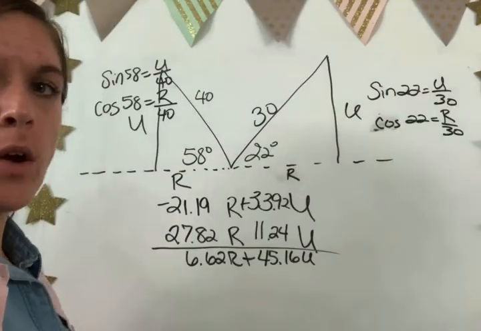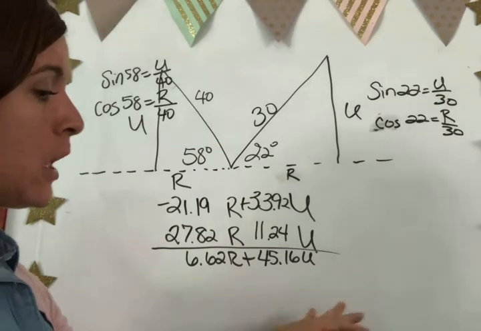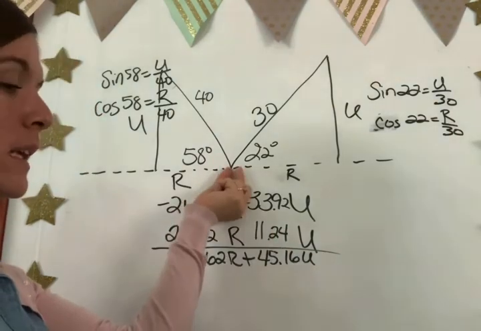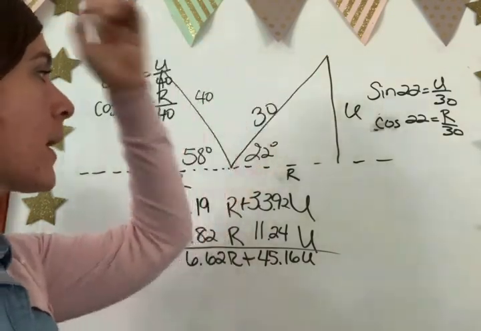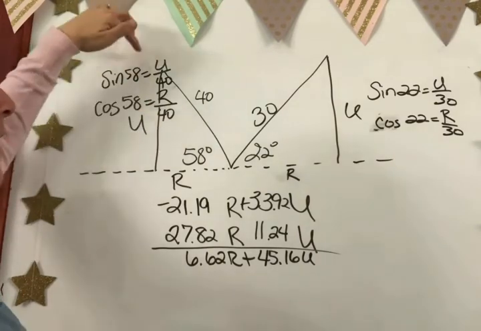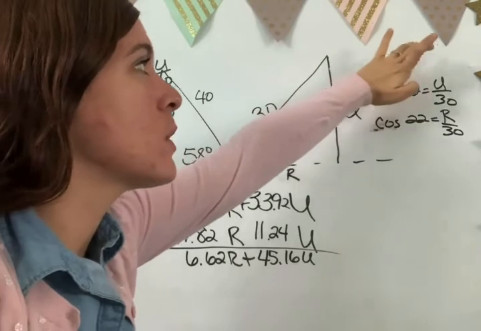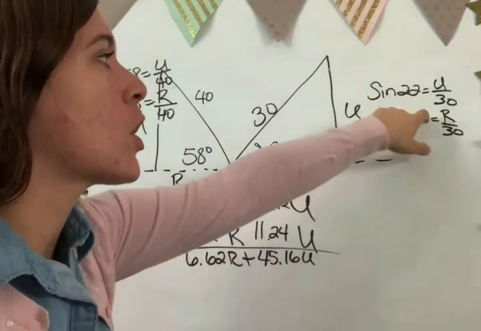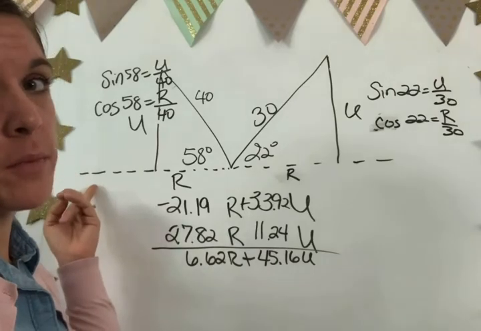Okay, I got 6.62R plus 45.16U. Look what it says, 2 ropes are attached at one point. Here's the one point, and they're pulled on this way, they're pulled on this way, right? So then I just did the exact same process we've been doing. Sine 58 equals U over 40, cosine 58 equals R over 40, sine 22 equals U over 30, cosine 22 equals R over 30. Add them all up, make sure that the negative R over here because it's going to the left.